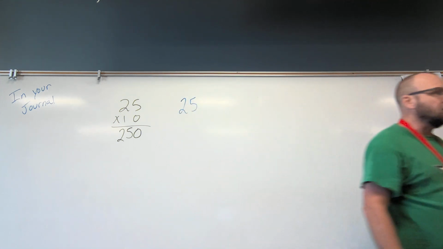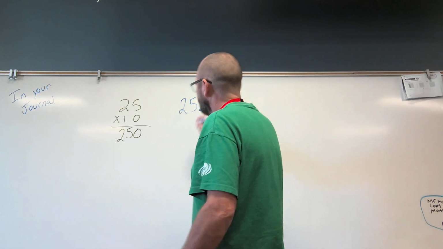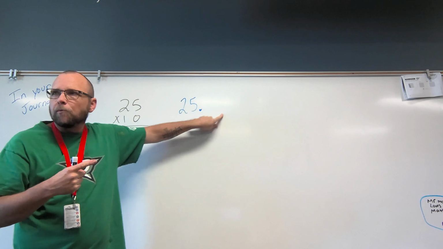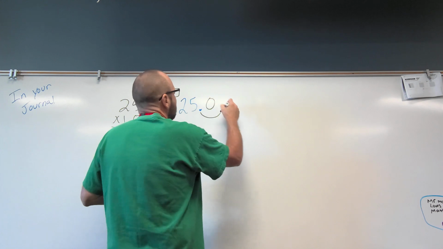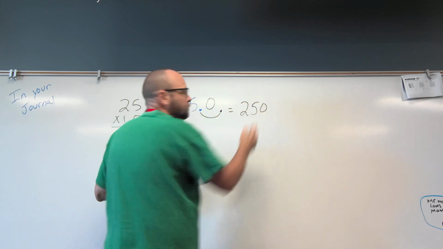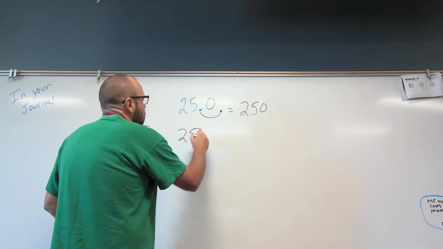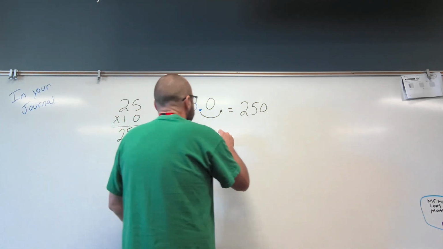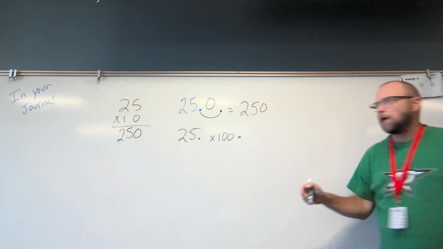Where is the decimal point in the number 25? Behind the 5. Behind the 5, because the 5 is in the ones place. If I multiply something by 10, I'm making it 10 times greater, so I move the decimal point to the right one place, which means I need to have a 0 there, so that's why it equals 250. If I multiplied 25, and my decimal point's behind the 5, because the 5's in the ones place, and I multiply it by 100, I move my decimal point 2 places to the right.